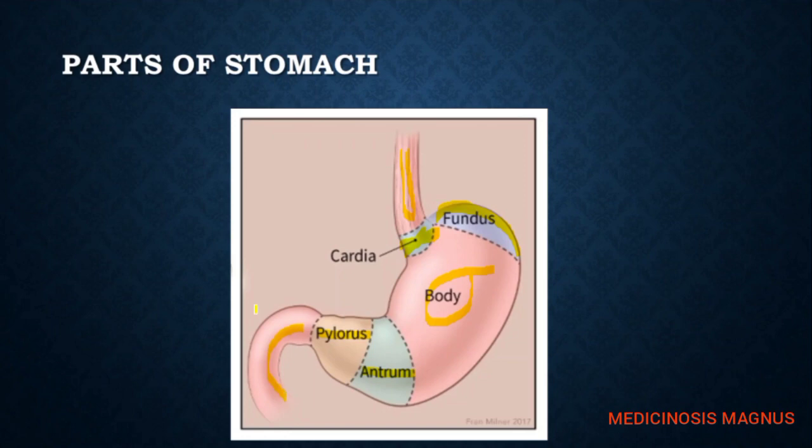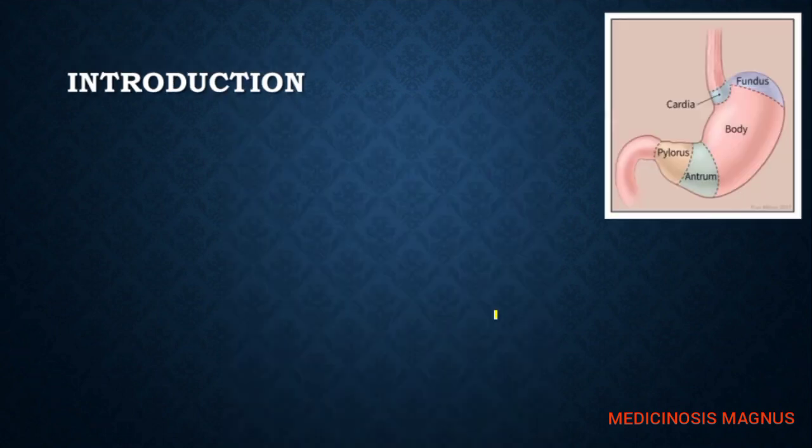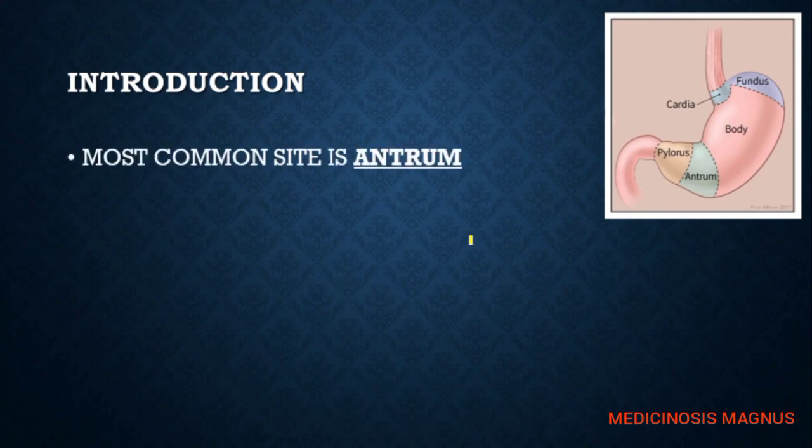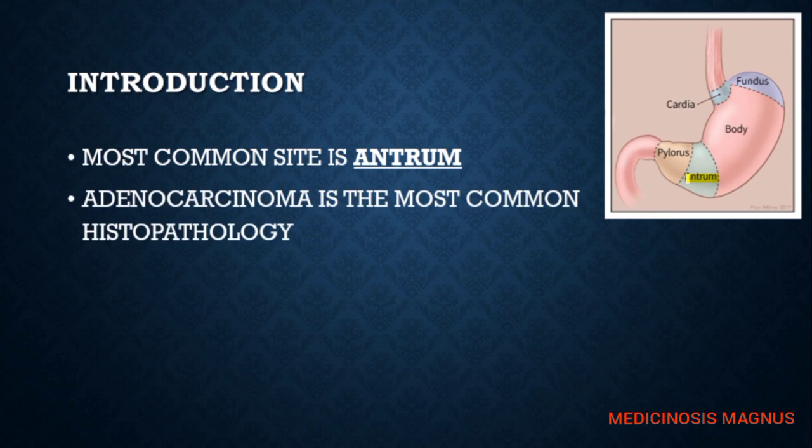So these are the basic parts of the stomach, and whenever there is cancer arising from a part, we have different treatment approaches. So keep this in mind. The most common site where gastric cancers are seen is the antrum here. Then adenocarcinoma is the most common histopathology.